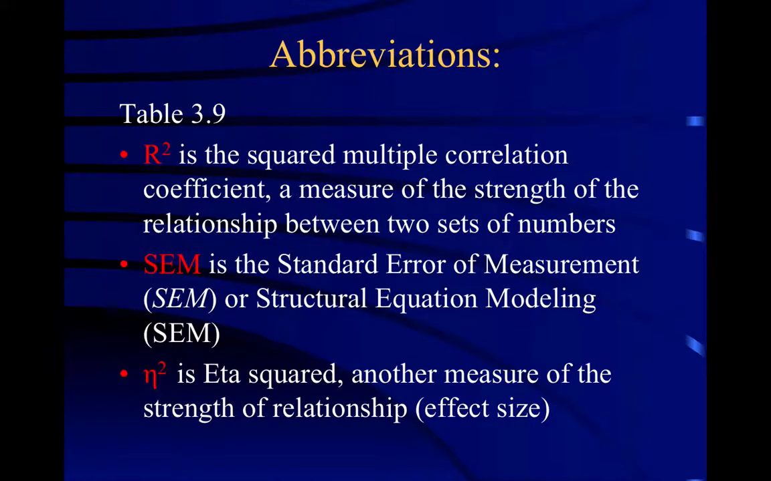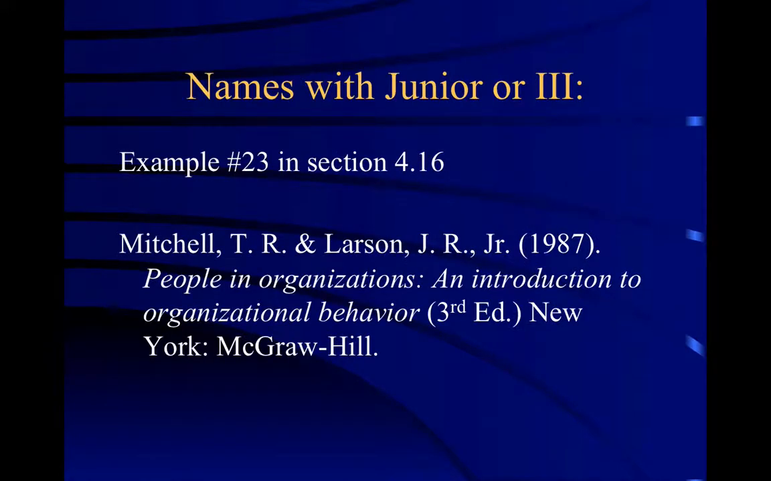Let's see what else here we want to know. If you do use abbreviations, please make sure you say what that actual abbreviation stands for at the beginning of your paper, and then you can use the abbreviation throughout the rest of your paper. For instance, SEM is the standard error of measurement, and then put it in parentheses, SEM, or structural equation modeling, SEM. So you're going to want to first, at the beginning of your paper, state what the actual abbreviation is, and then from then on out in the paper, you can use the abbreviation. Names with junior or the third, and notice how that's written there.